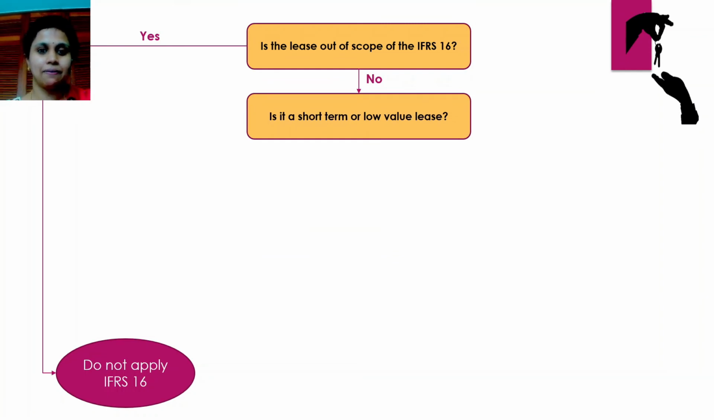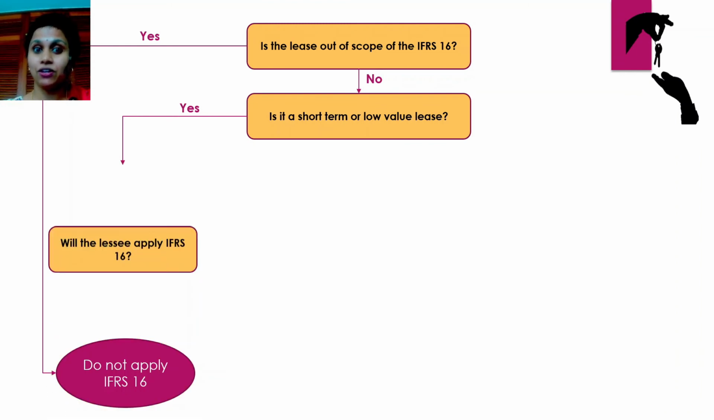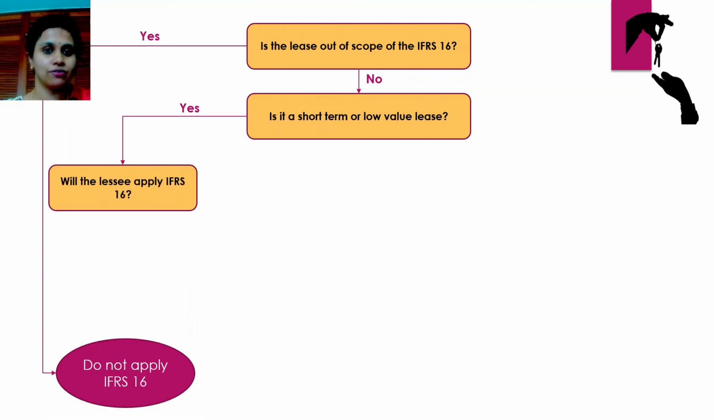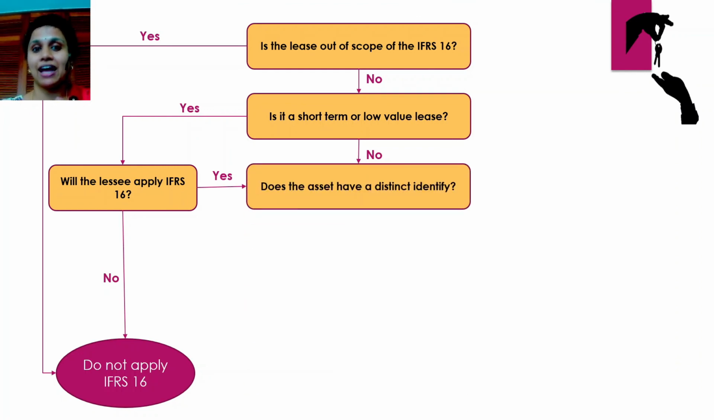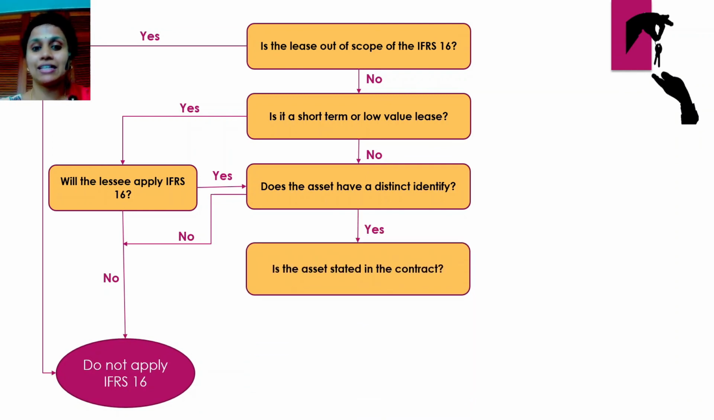If yes, then you decide whether you want to apply IFRS 16 or not. If you don't want to apply IFRS 16, don't apply it. But if you do want to apply IFRS 16, or if it is not a short-term or a low-value lease, in this case, you check if the asset has a distinct identity. If no, do not apply IFRS 16. If it does have a distinct identity, you check if the asset is clearly stated in the contract. If no, do not apply IFRS 16.